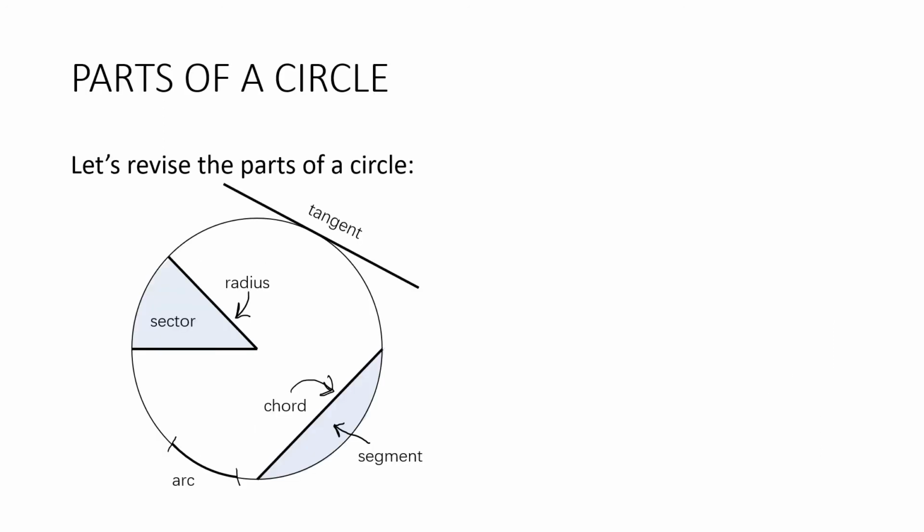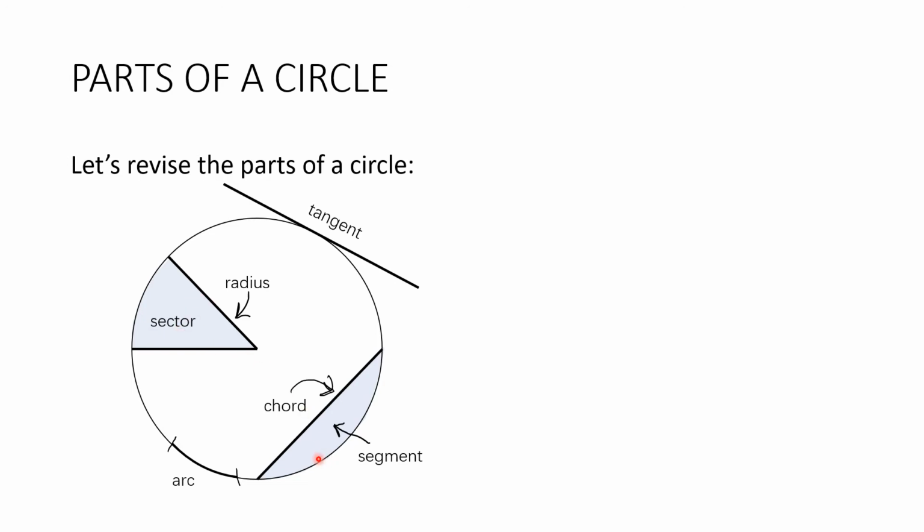Okay, let's move on to length of an arc and area of a sector. But before we do, let's revise the parts of a circle. So here we have a tangent. It's a line that touches a circle in one position. This is an arc. It's part of the circumference. A sector is bounded by 2 radii and an arc. It's like a piece of pizza or a piece of pie.